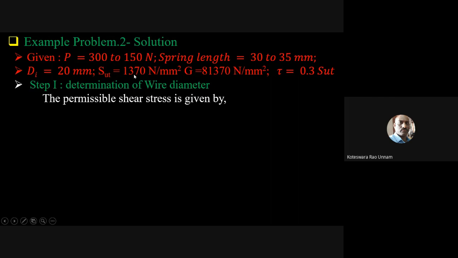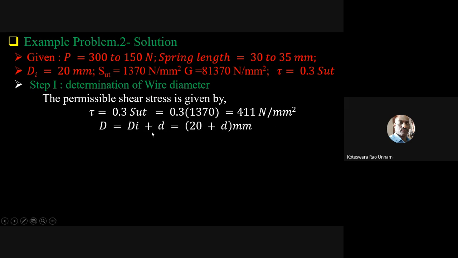SUT is given as 1370, also you can get that value. So therefore your allowable shear stress value is 0.3 times 1370, which comes out as 411 Newton per mm square. Then here the DI value is given. Now I need to use the DI also, so that whatever capital D I get, I'll get it based on this DI only.